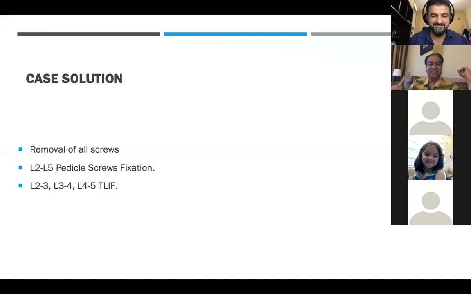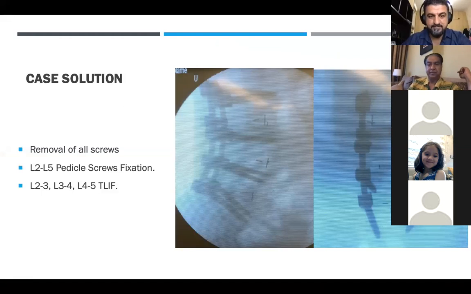So he removed, I think, all the screws from L2 to L5, the pedicle screw fixation he did. Then he did L2-3, L3-4, L4-5 TLIF. So is it an open technique or MIS technique?